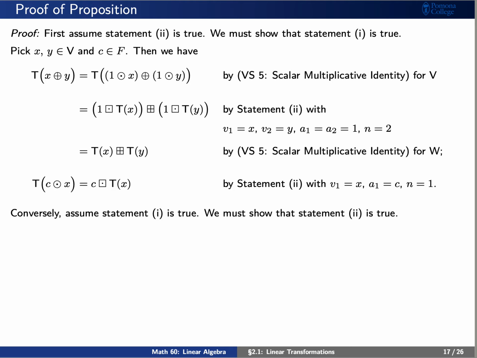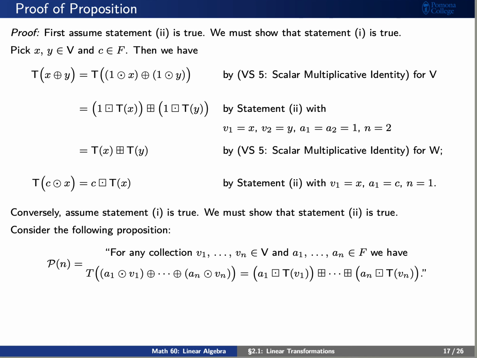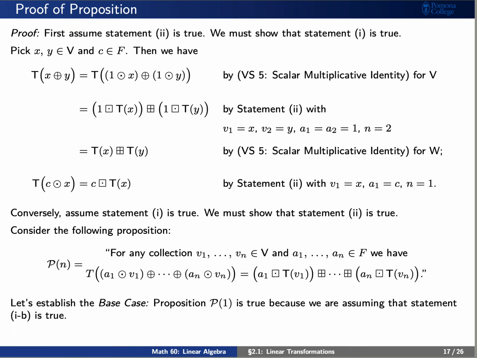Conversely, let's assume that T preserves vector addition as well as preserves scalar multiplication. We must show that T preserves linear combinations. We're going to prove this by induction by considering the following proposition. For any linear combination a1 v1 plus dot dot dot an vn, T of that is the linear combination a1 times T of v1 plus dot dot dot an times T of vn. To prove this by induction, first we must establish the base case. When n is equal to 1, we know that this is true because we saw before that this is equivalent to saying T preserves scalar multiplication.